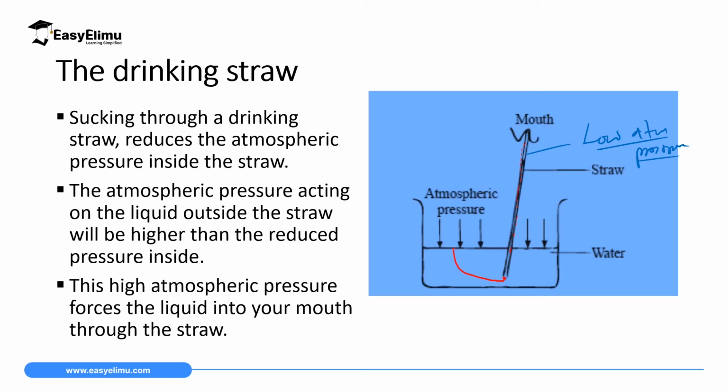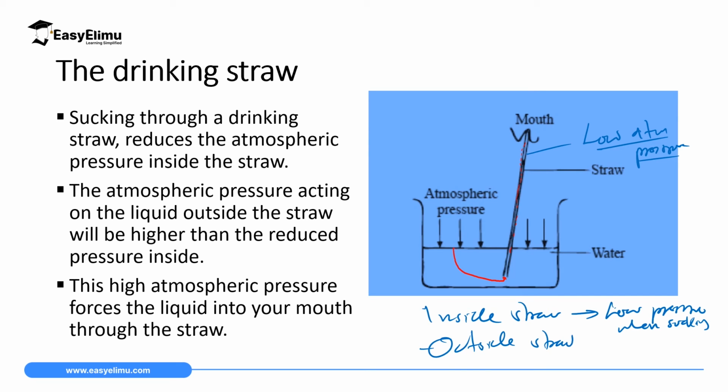In short, you are going to create a pressure difference between inside the straw and outside the straw in such a way that inside the straw we have low pressure when sucking, and then outside the straw we have high atmospheric pressure. Now, this pressure difference is the one which makes the liquid rise, because fluids will flow from where we have high pressure to where we have low pressure.